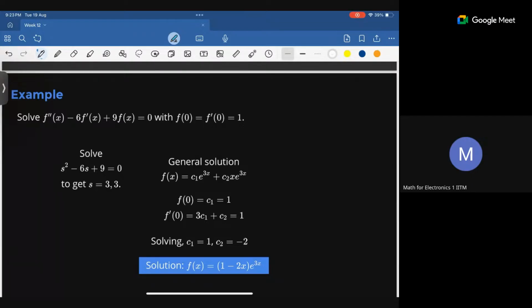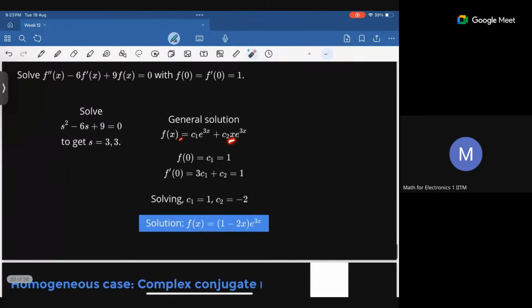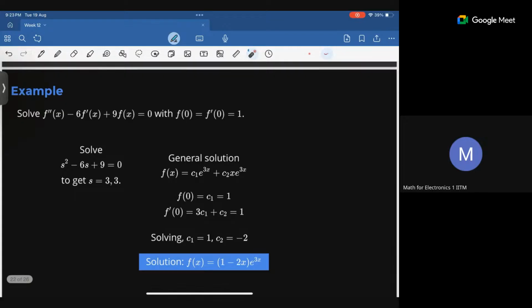If you solve the quadratic equation, you will see that the two real roots you are going to get are the same and they are equals to 3. Right, so then the general solution will be of the form c1 into e power 3x plus c2 into x into e power 3x. Then if I substitute x is equals to 0, I will no longer have this term because there is x here. When I substitute 0, this will be gone and I will have only c1. So f of 0 will be c1, which is 1. So c1 will be 1.